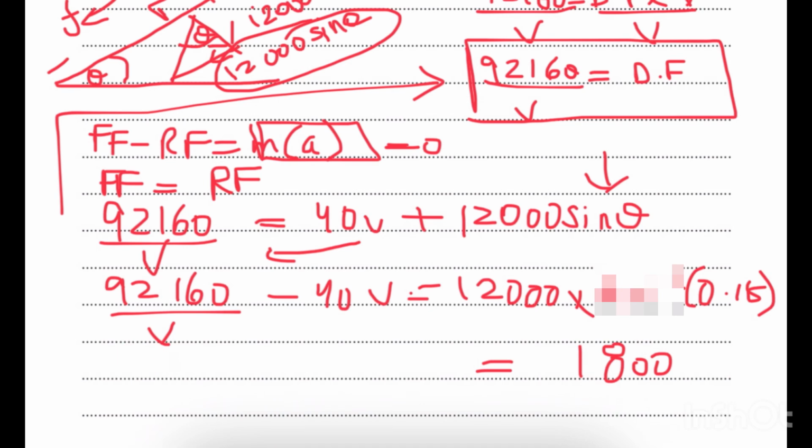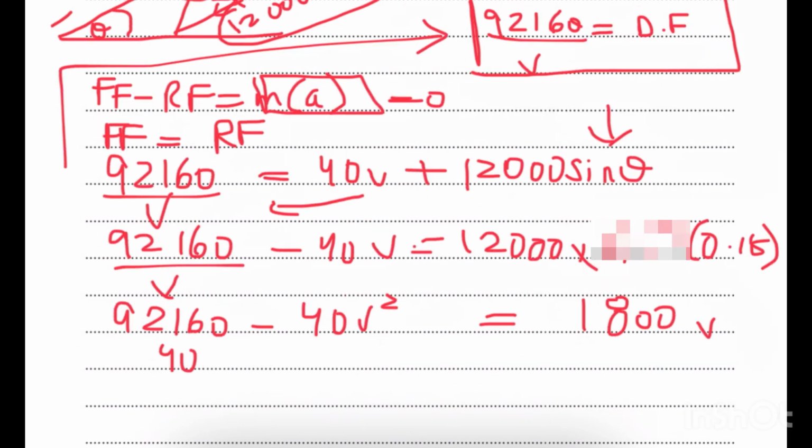So what we can do is multiply by V on both sides in order to cancel this V in the denominator. So this will become 92,160 minus 40V squared is equal to 1800V. Then 40V squared plus 1800V minus 92,160 is equal to 0.